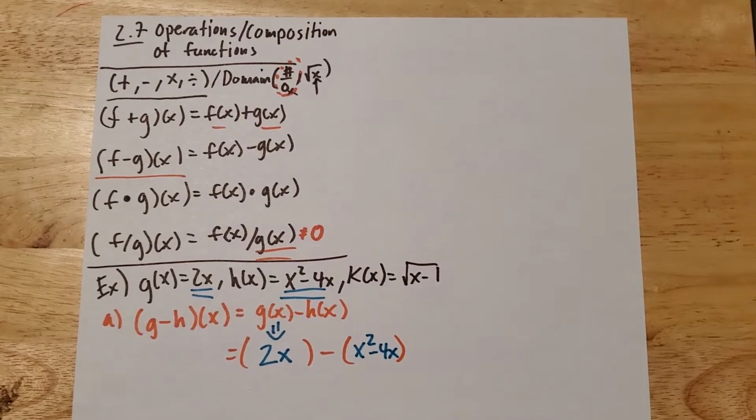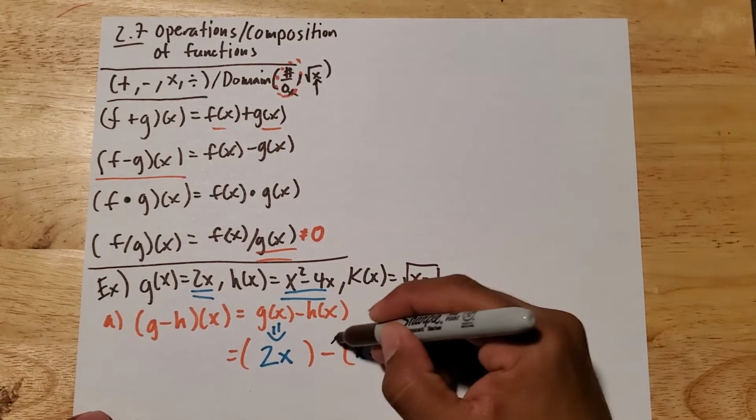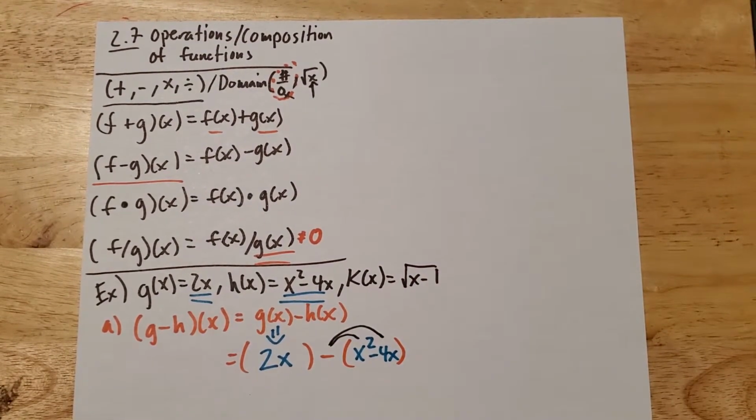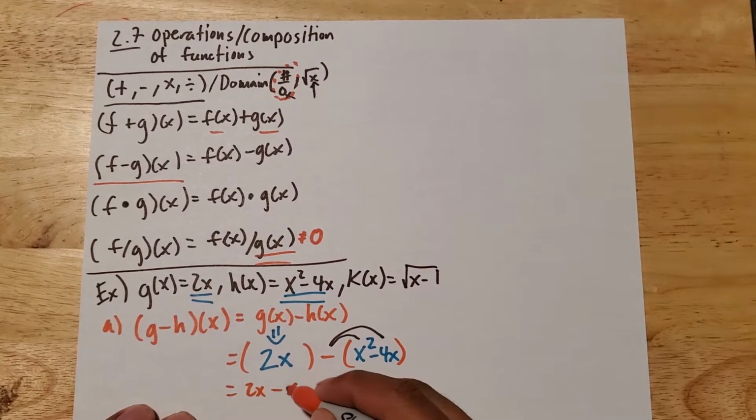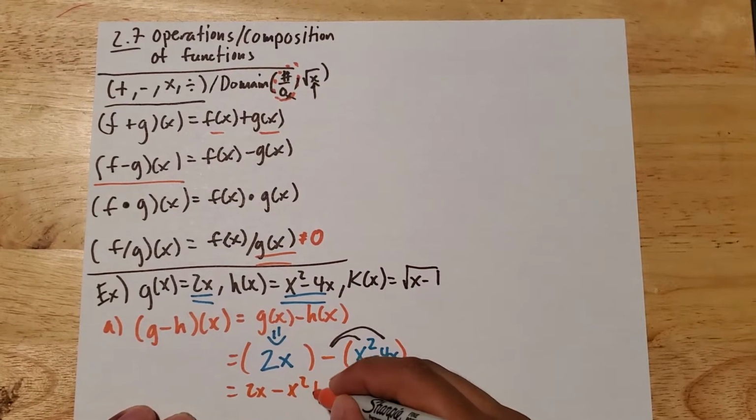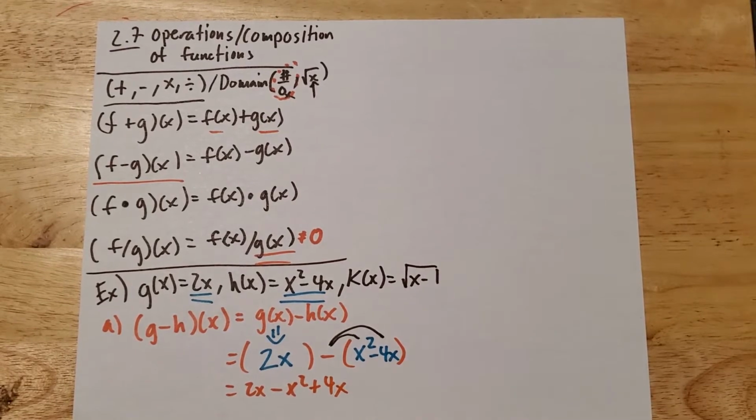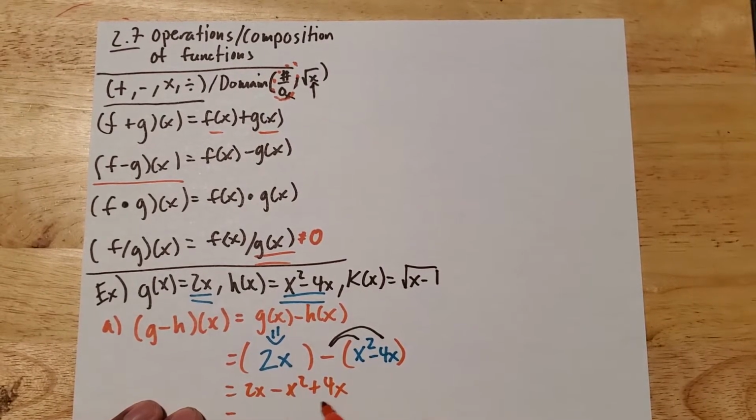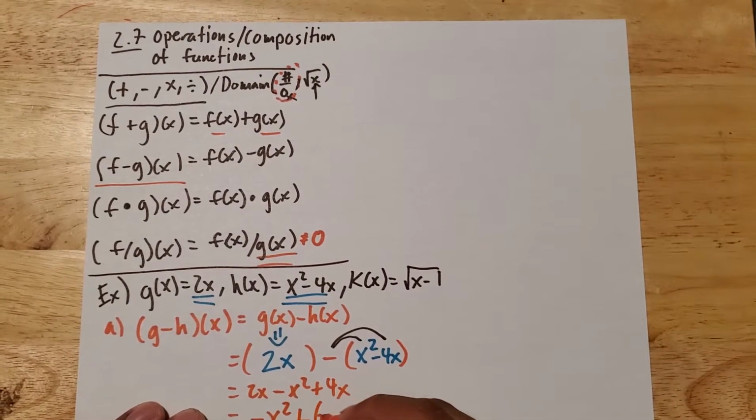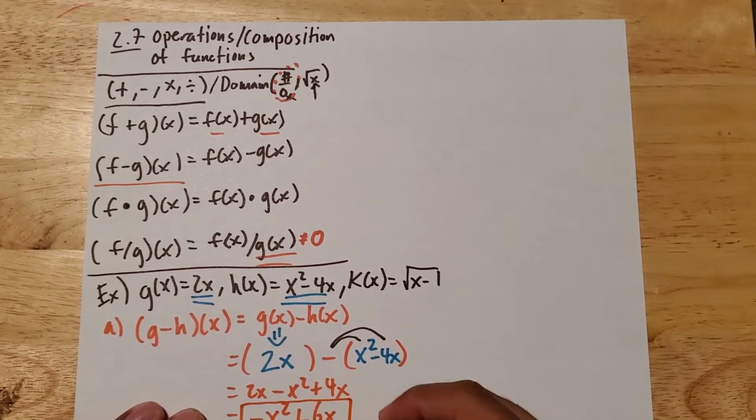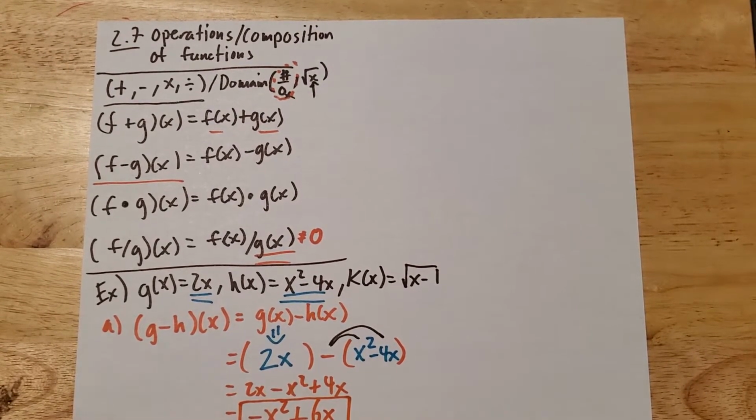Again, it's really important that you use those parentheses, because if you didn't, you wouldn't have noticed that you needed to distribute this negative to both of them. So what this simplifies to now, we're left with 2x minus x squared, but now a negative times a negative gives us positive 4x. And this I can simplify a little bit, because 2x plus 4x gives me 6x. So this is going to be negative x squared plus 6x. And this is the operation of subtracting them.